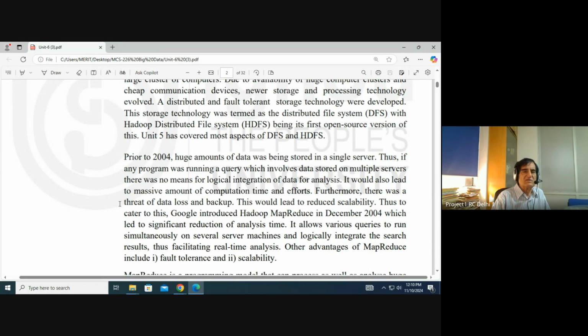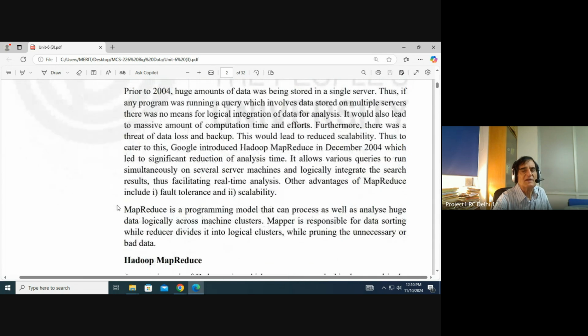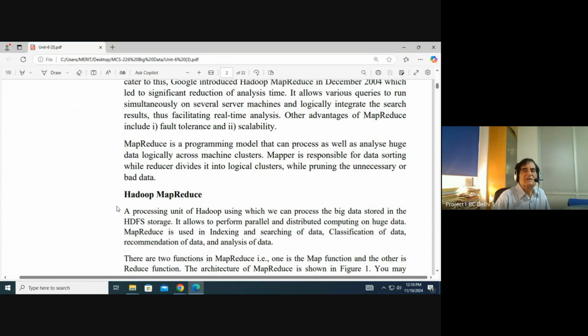Thus, to cater to this, Google introduced MapReduce in December 2004, which led to a significant reduction of analysis time. It allows various queries to run simultaneously on several servers. Other advantages of MapReduce include fault tolerance and scalability. MapReduce is a programming model that can process as well as analyze huge data logically across machine clusters.